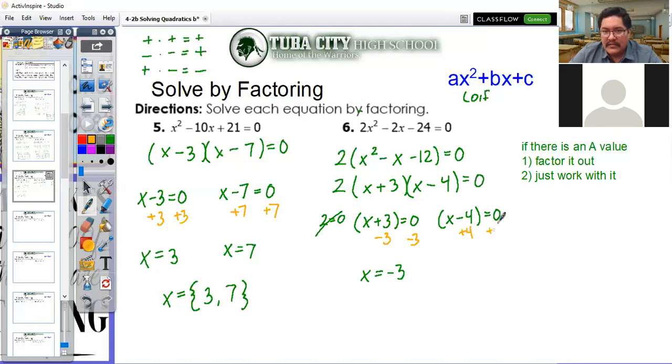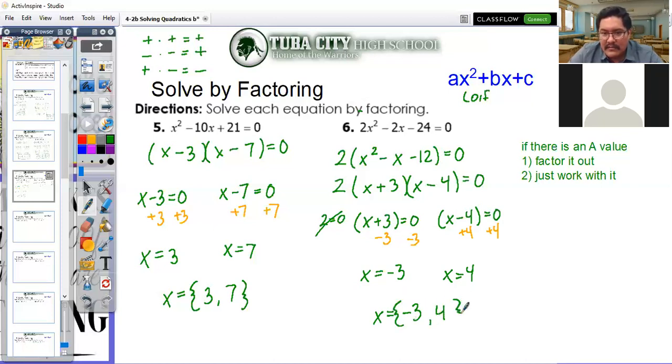And second solution, we're gonna have to add 4 to both sides. So this is gonna be x equals 4. And it looks like we're done. We just need to put it into the right way of writing the answer. Okay. So x is equal to both -3 and +4.